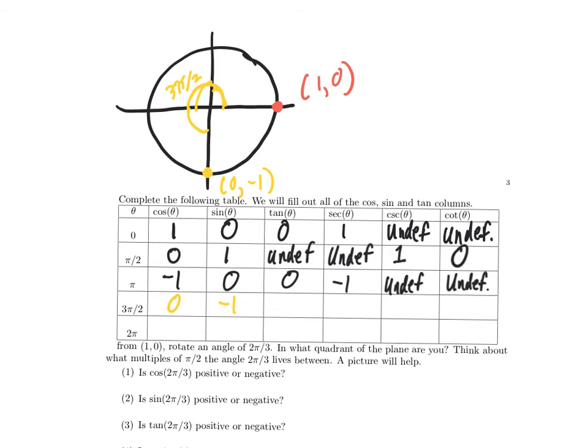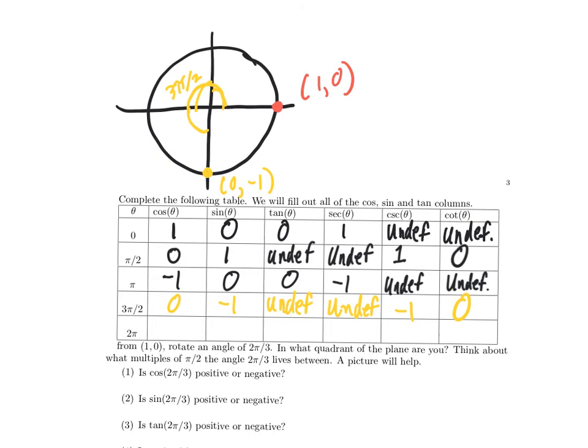Yeah, this golden color I think will be okay. Tangent is y over x, undefined. Secant is 1 over x, is undefined. Cosecant is 1 over the y-coordinate, so that's 1 divided by negative 1 is negative 1. Cotangent is the x-coordinate divided by the y-coordinate, that's 0 over negative 1, is 0.